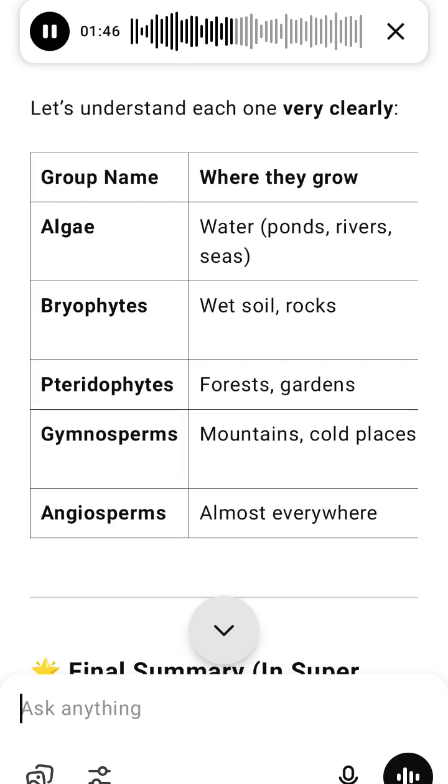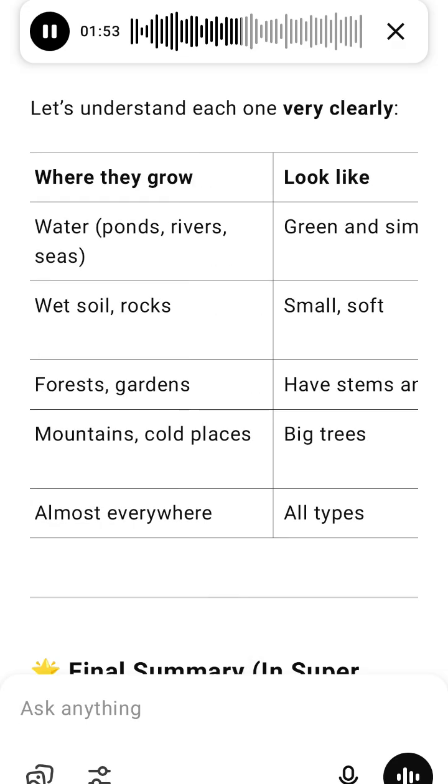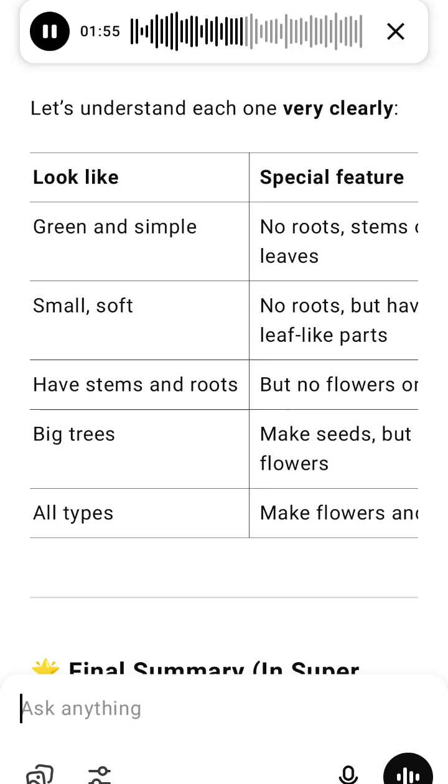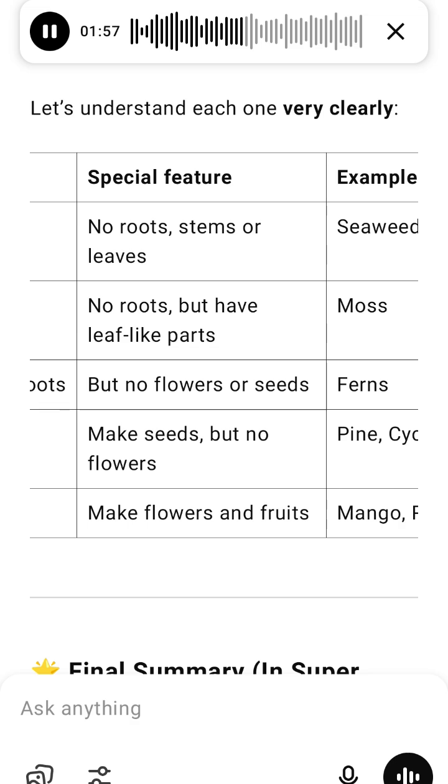5. The 5 main groups of true plants in Plantae. Now, only real plants are included in Plantae. These plants are divided into 5 main groups based on their body structure, where they live and how they reproduce. Group, what they are, special features.